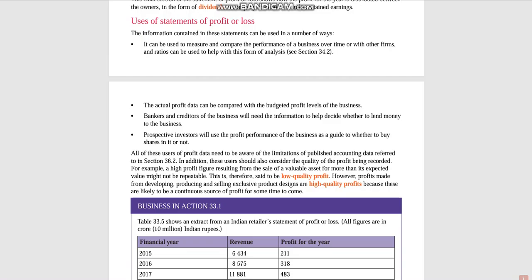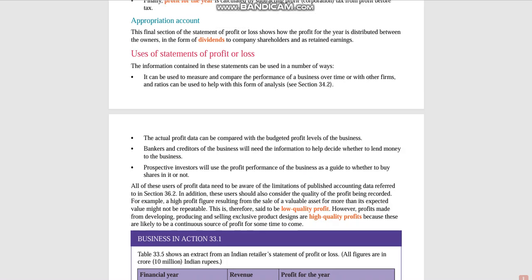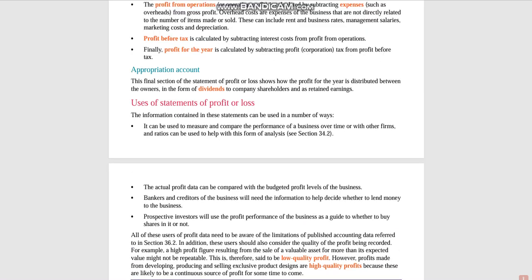So we'll look at the limitations in the next lecture. And for now, this is the small introduction to statements of profit or loss, and we'll keep it till here.